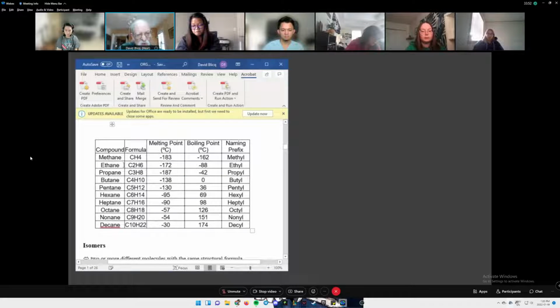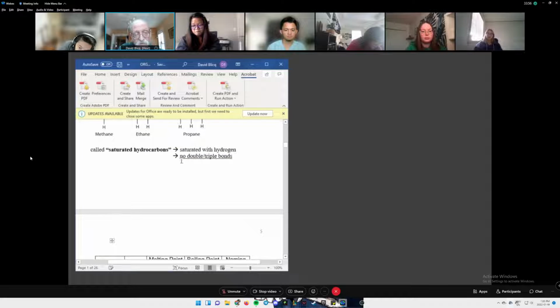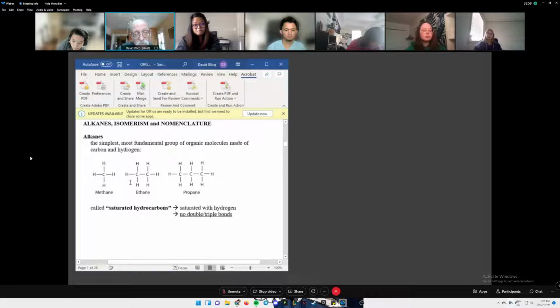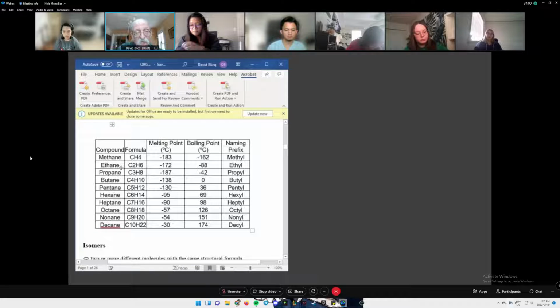What if it's twice as long? What if there's 2 carbons and 6? You go up here and count them. 1, 2, 3, 4, 5, 6. That is ethane. And if an ethane is attached to something, it's called an ethyl group.